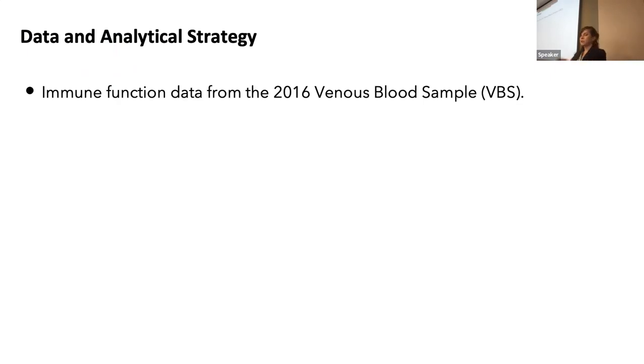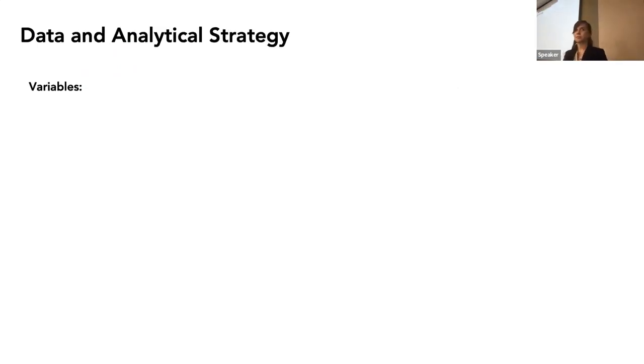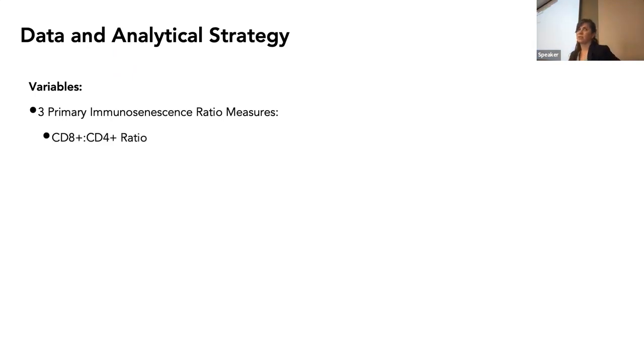So we got the immune function data from the 2016 VBS. We got demographic data from the 2016 core survey. We had 8,440 people with valid immune measures for the ones we were looking at. And we constructed 3 primary immunosenescence ratio measures. These have been studied before in other cohorts, although mostly really small cohorts. So this was the first time we were expanding into a population-based cohort.